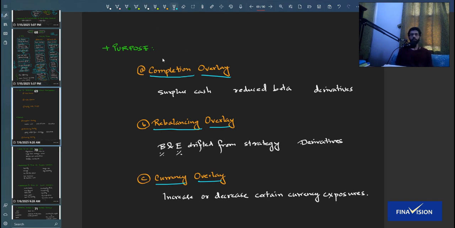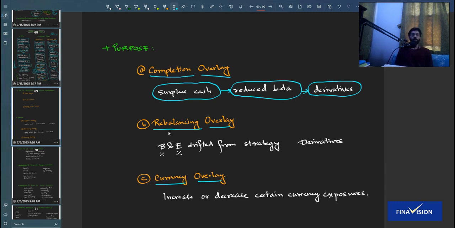So as we are speaking about completion overlay, it is generally needed when a portfolio, say, is having surplus cash. Surplus cash means the beta of the portfolio has been reduced, because the cash is risk free, right? So when you use more cash in the portfolio, or when there is more cash than required in the portfolio, the beta of the portfolio falls maybe beyond the required limits, beyond the required range. In that case, just to increase the beta of the portfolio, derivatives can be used. So this is one of the purposes of using derivatives within a portfolio management system.